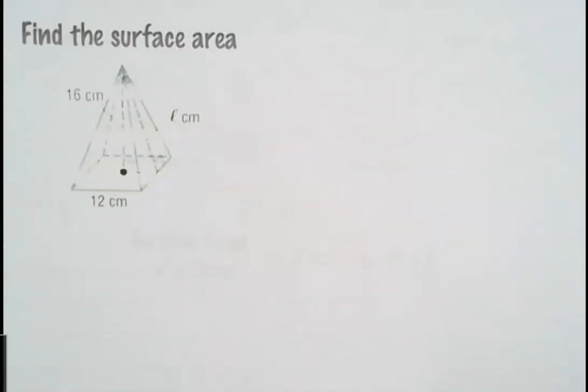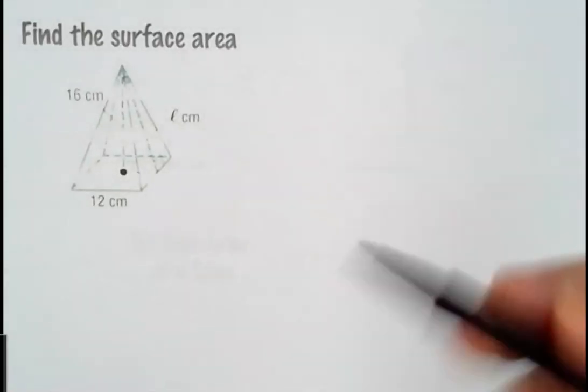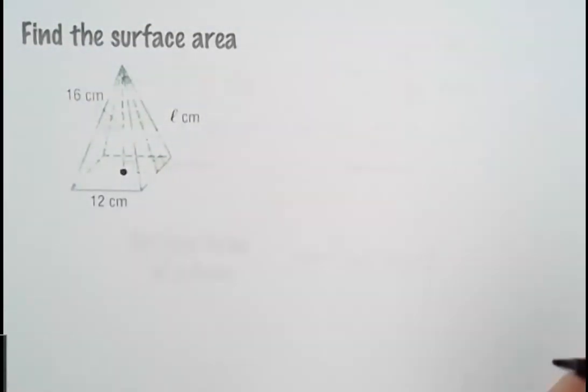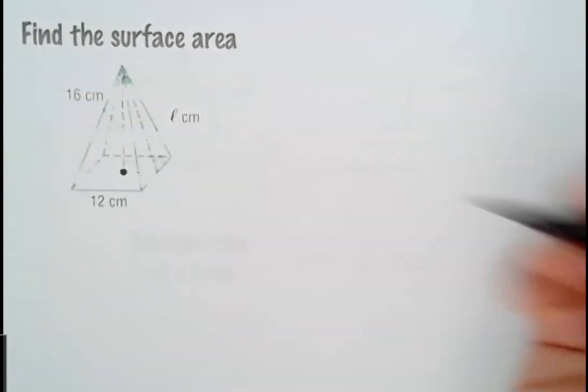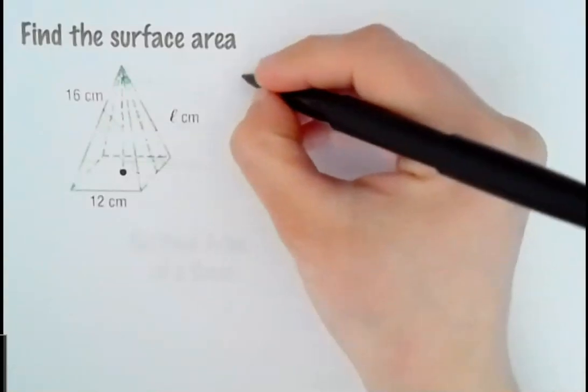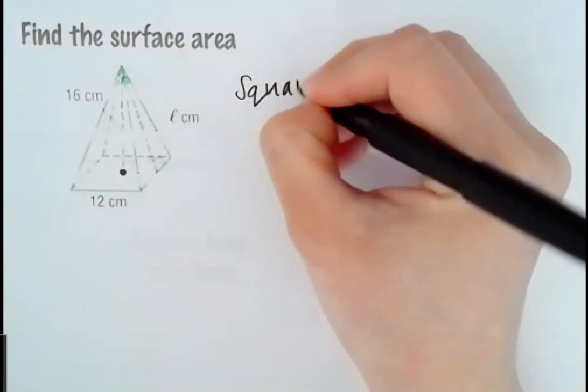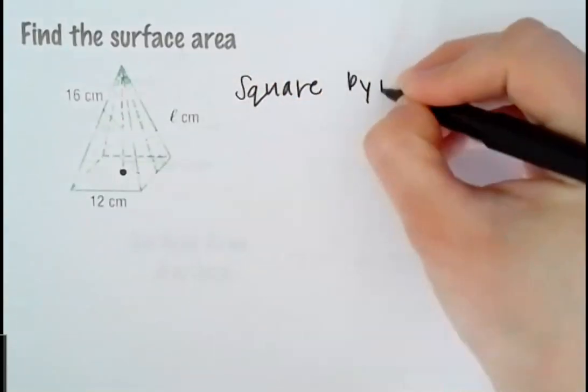Let's try a different one. It says find the surface area. This would be a square pyramid. I guess we can just assume, since they're not telling us what the other side is, so we'll just call it a square pyramid.